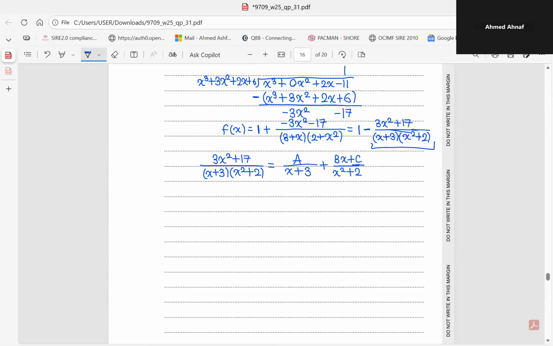So yeah, now we're gonna multiply both sides by the denominator of the left hand side. So you would get 3x squared plus 17 equals a times... So you multiply x plus 3 with this, the x plus 3 goes away. So we have a times x squared plus 2. And then for bx plus c, since the denominator is x squared plus 2, you multiply by x squared plus 2, it goes away. So you only have bx plus c times x plus 3.